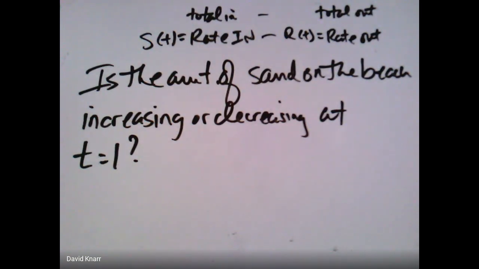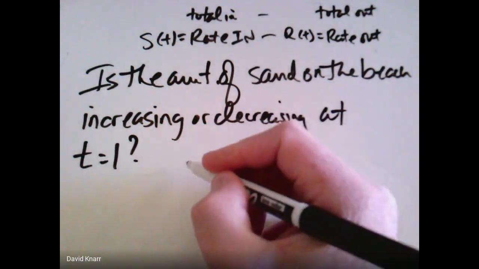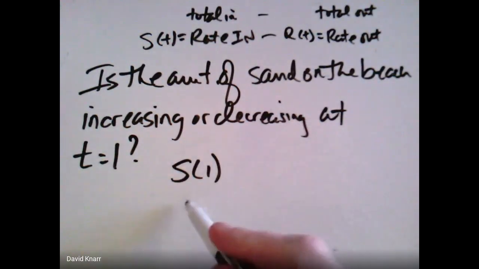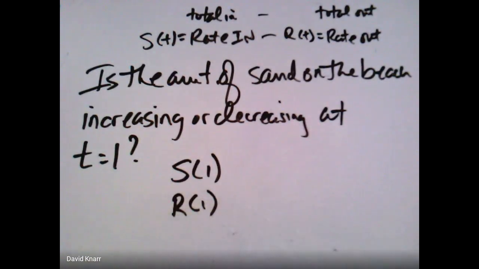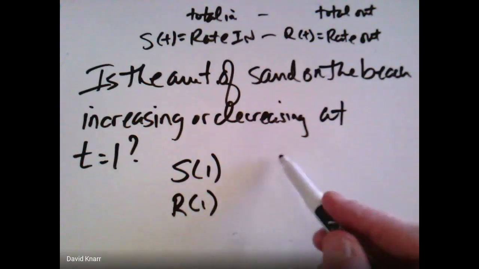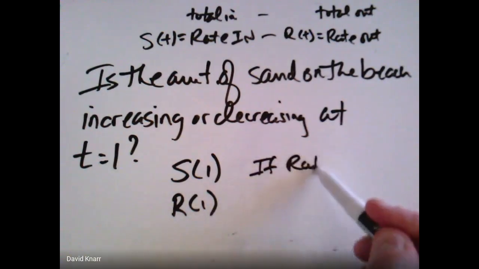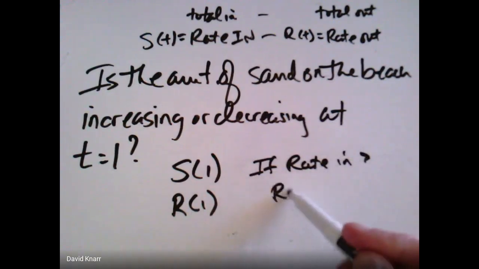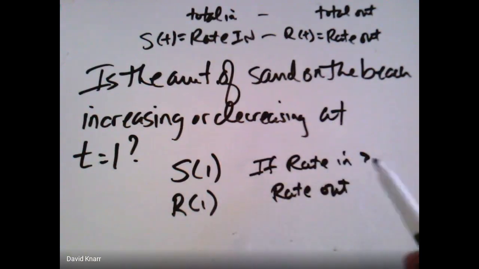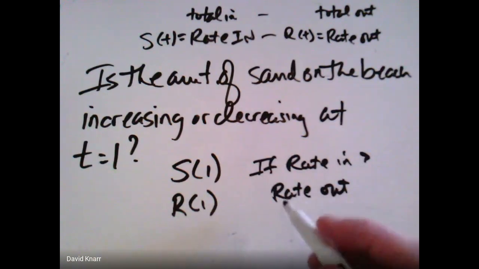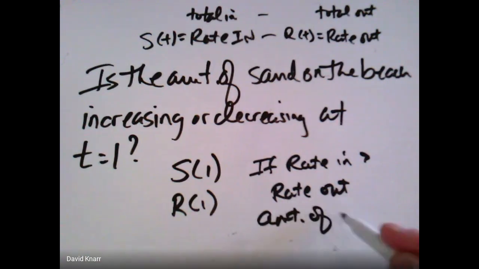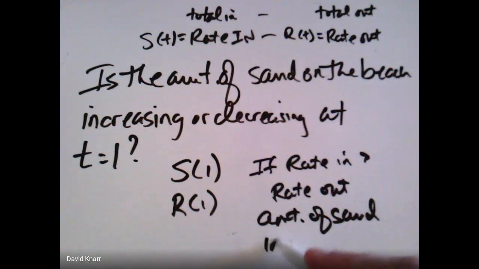So to figure out if the amount of sand on the beach is increasing or decreasing at t equals 1, I would need to calculate two things, S of 1 and R of 1, and compare them to one another. If the rate in is greater than the rate out, well, then that would mean that more sand is being put on the beach, right? Sand is being put on the beach faster than it's being taken off. So that would mean that the amount of sand is increasing.